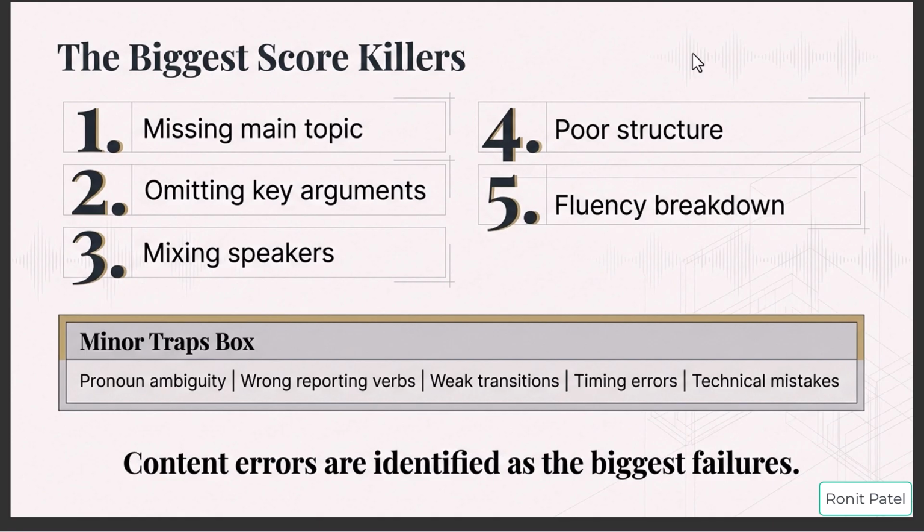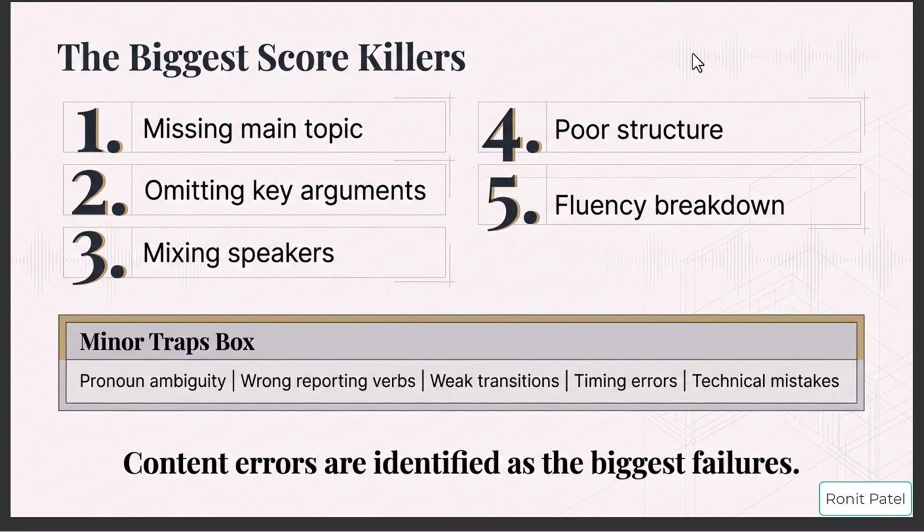Third, mixing speakers. Now this is dangerous. I can even provide an example of bad reporting. The speaker said online learning is good, but also not effective. See, this shows confusion. Always attribute correctly. Don't get confused in this way.